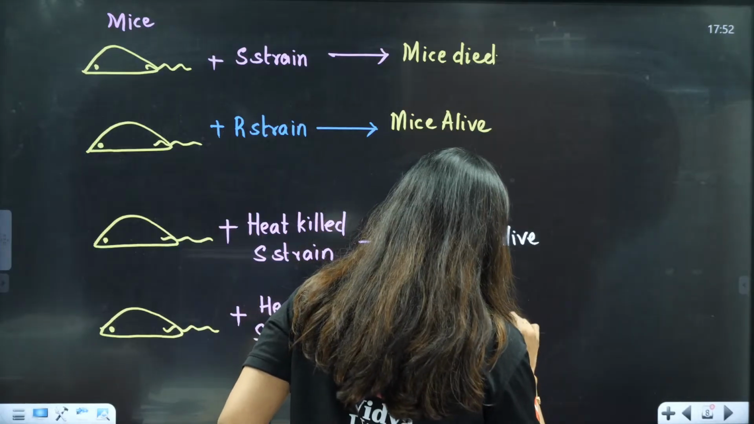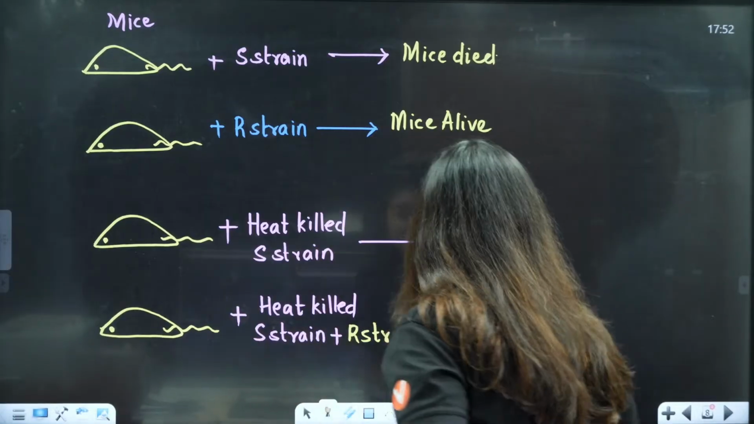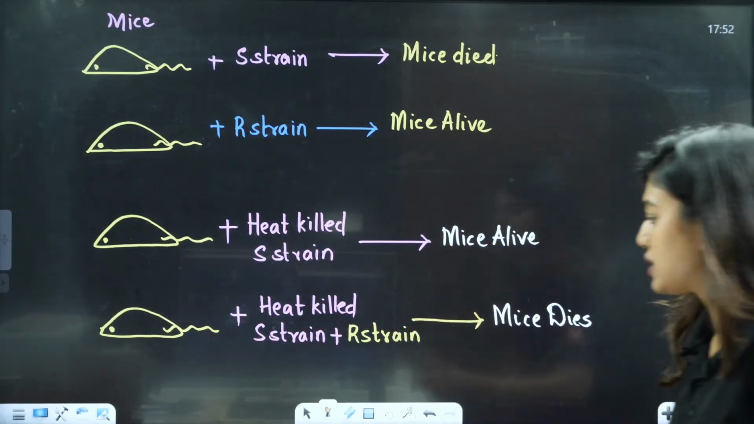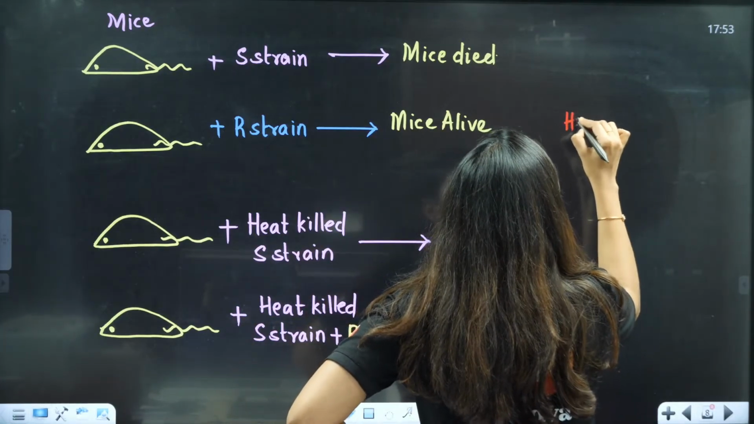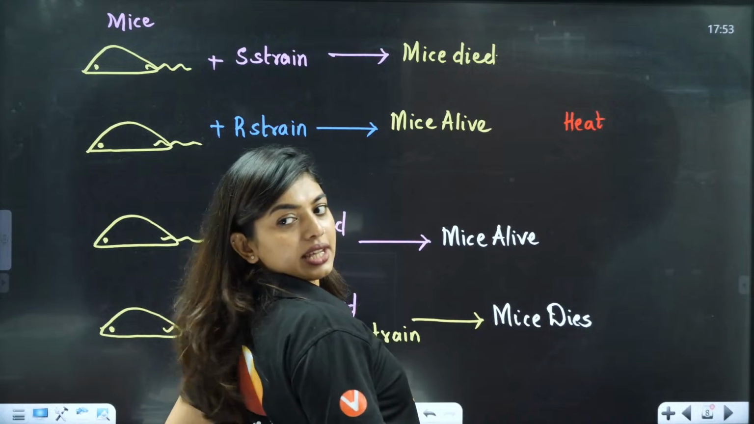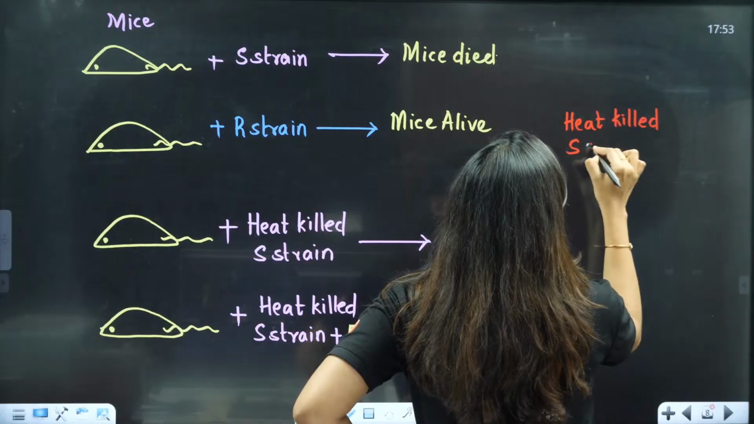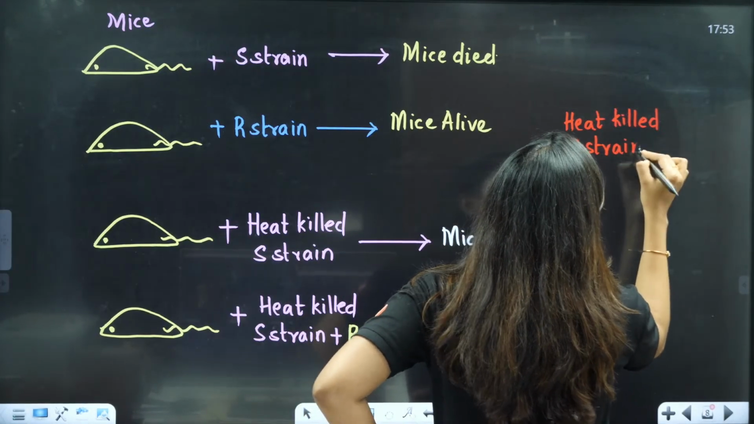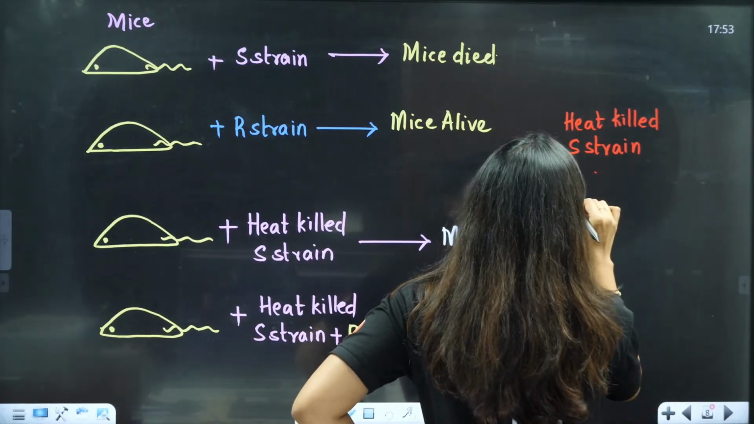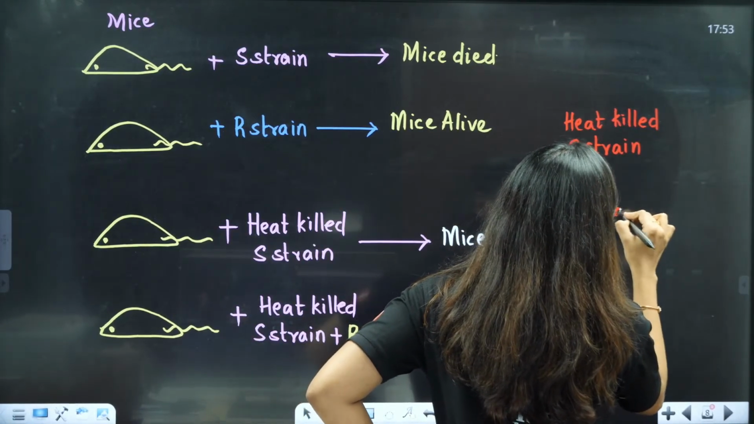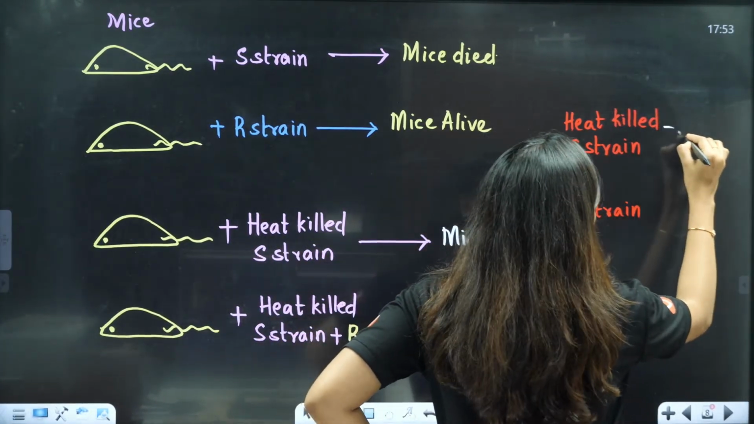The mice died. Okay, the mice dies. Why? Because the whole conversion happens from the heat killed S strain to the R strain. Something moved from the heat killed S strain to the R strain.